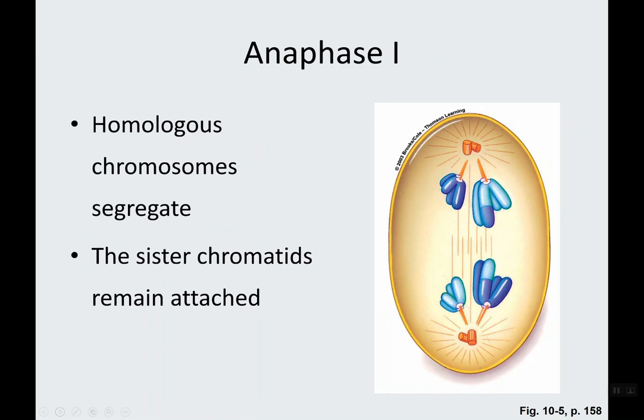So in anaphase 1, homologous chromosomes segregate. So these spindle fibers are getting longer to push the two sets of chromosomes away, and the spindle fibers are getting shorter to pull at the same time. But note, in each case, the sister chromatids remain attached. So this chromatid and this chromatid aren't separate yet, so we still have a full X-shaped chromosome. That won't be true for long.